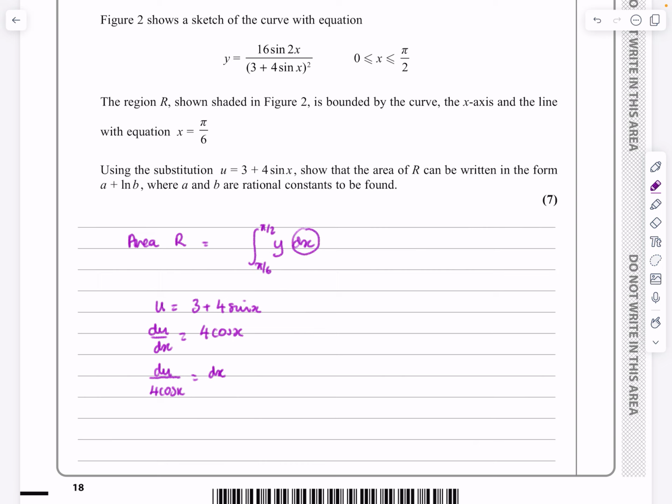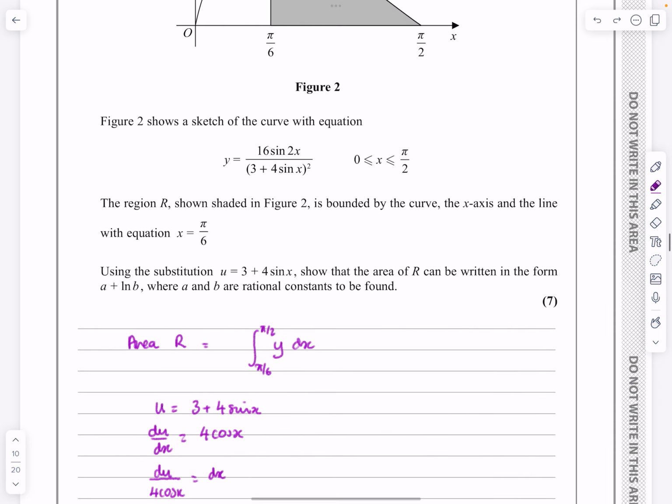So this part has been taken care of, but we've introduced a 4 cos x on the bottom. So I'm assuming I'll get a 4 cos x on the top somehow, and if we look at what we've got, that's going to come about from the fact that up here, 16 sine 2x is the same as 16 times 2 sine x cos x, and there is our cos x on the top. So I'm just spending a little bit of time thinking about this before I actually get started properly.